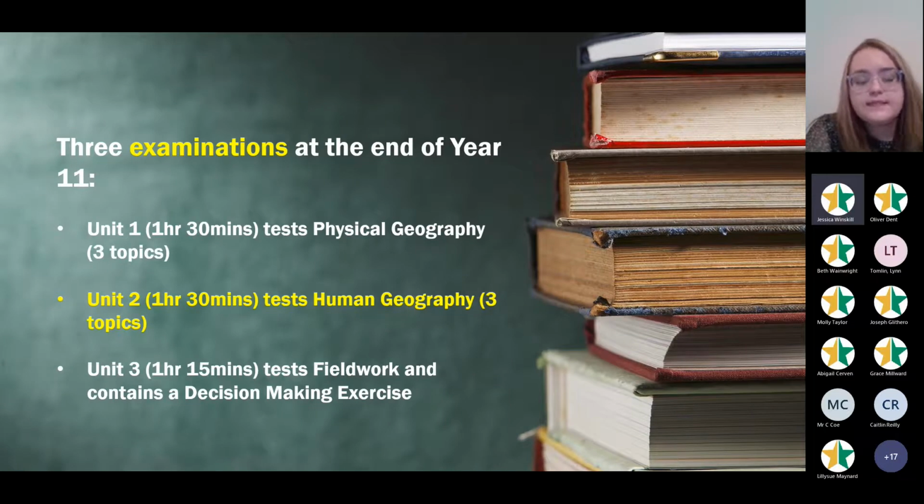And this one is testing human geography. They are normally a week apart from each other, so you shouldn't really sit the 2 papers in the same week. They separate them by a week. And we cover, again, 3 topics in this paper.